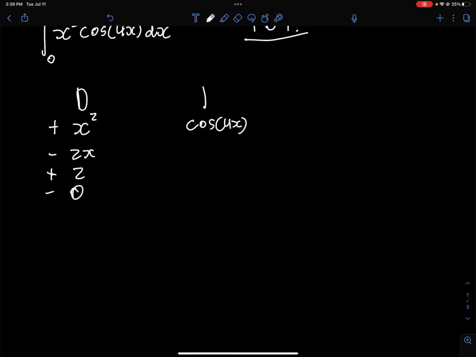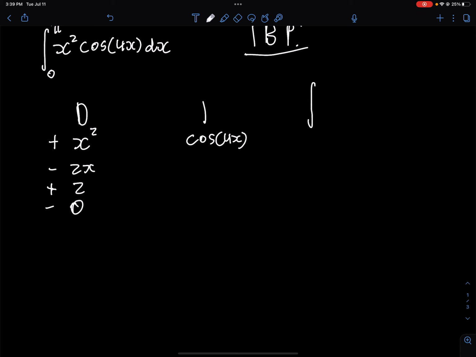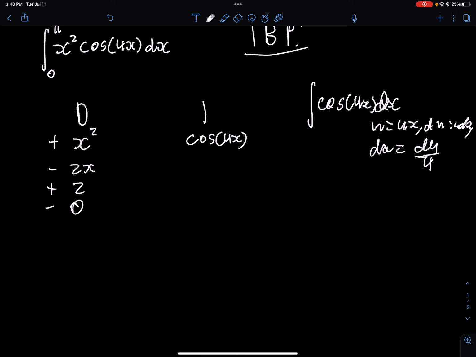So how do we integrate the cosine of 4x? Well, to do that, we just use a simple u-sub, where we set u to be 4x. Therefore, du is 4 dx. This should just be a recap. dx is du by 4, and we see that we can take that 1/4 multiple out. We're integrating cosine of u in the u world, and that's going to give us 1/4 sine u, and u is 4x.